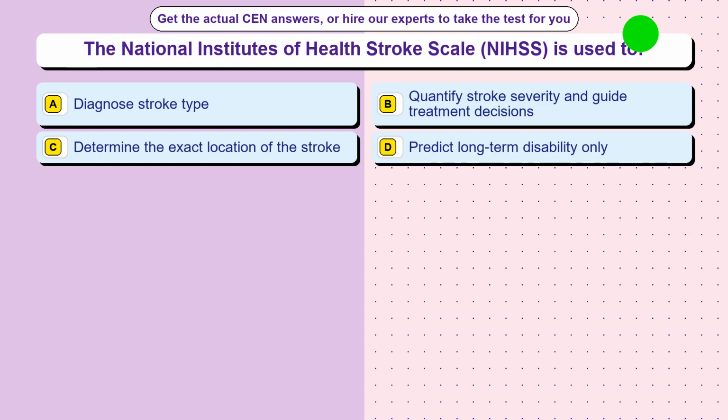Question 83. The National Institutes of Health Stroke Scale, NIHSS, is used to: Option A, diagnose stroke type. Option B, quantify stroke severity and guide treatment decisions. Option C, determine the exact location of the stroke. Option D, predict long-term disability only.